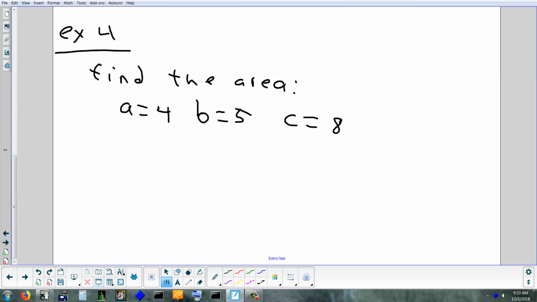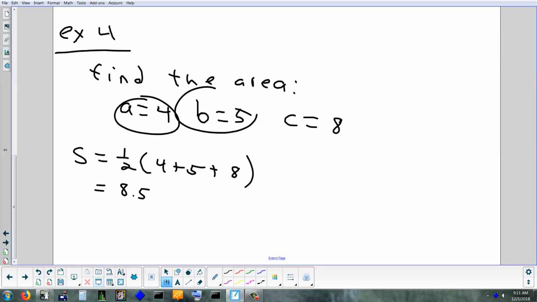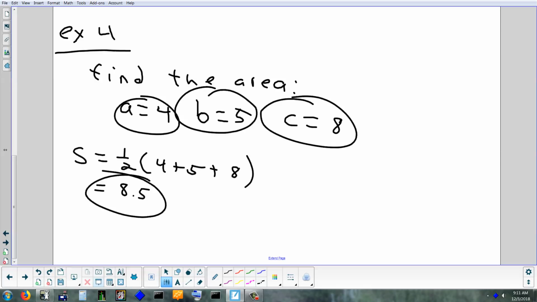All right, so if we want to find the area, what's the one other thing I have to find here to use Heron's formula? I'm missing something. Yep. You need the perimeter, or the semi-perimeter. So we're going to take half of 4 plus 5 plus 8. Right, what's 4 plus 5 plus 8? 17, and half of 17 gives me 8.5. Okay. So now I've got A, B, C, and S.